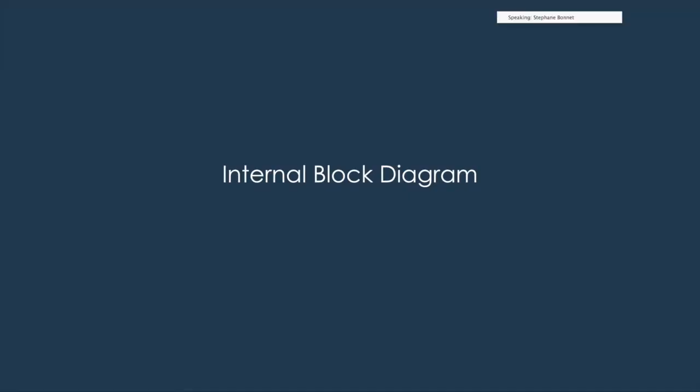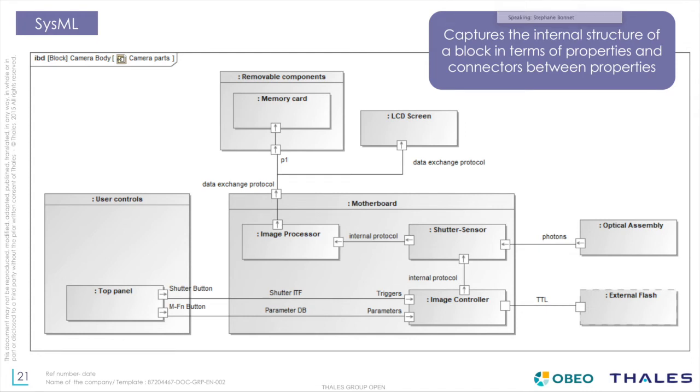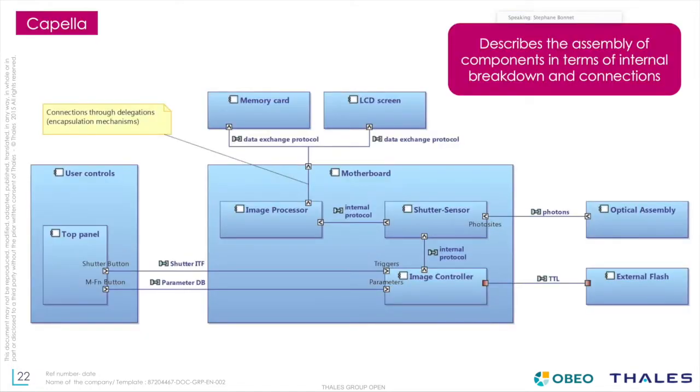The next diagram is the internal block diagram. So the internal block diagram, or IBD in SysML, captures the internal structure of a block in terms of properties and connectors between these properties. So in this view, we see that the motherboard contains the image processor, which is connected to the sensor, which is itself connected to the image controller, and so on. In Capella, the architecture diagram is really similar. It describes the assembly of components in terms of internal breakdown. So we once again see the containment represented by graphical containers, and we see the same connections between the different components. We have the delegation mechanisms and so on. So when it comes to IBDs, it is really pretty similar.